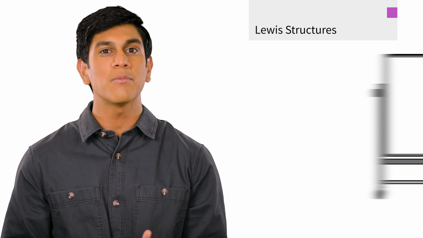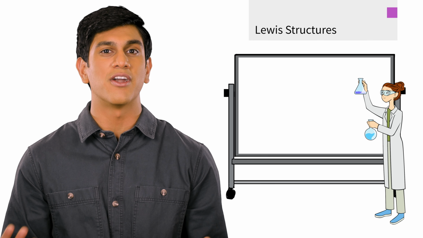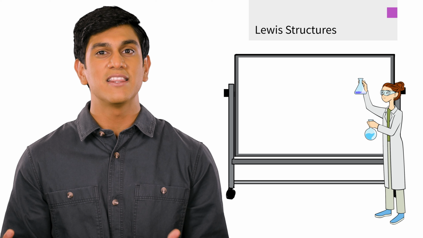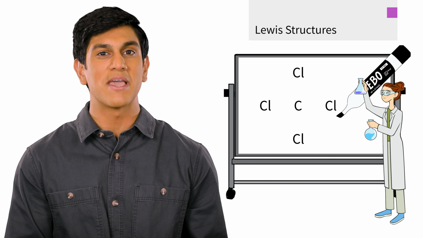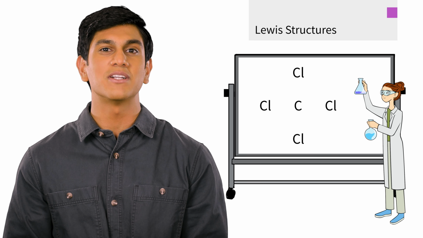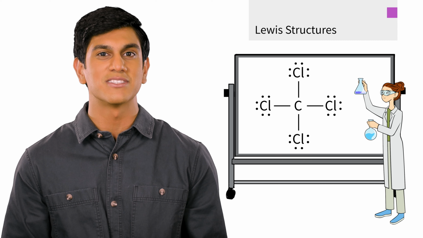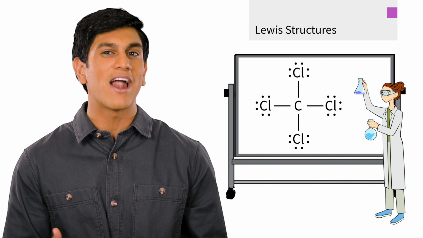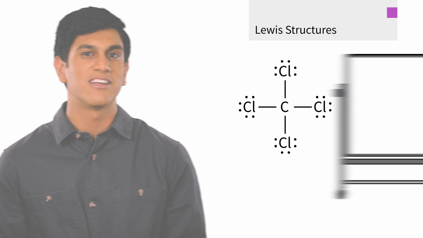Most of us have probably seen Lewis structures at one point or another in a chemistry class. These are when we write out the atoms that make up a given molecule and throw a bunch of dots and sticks around the atoms. It's a little more elegant than that, but you get the idea.